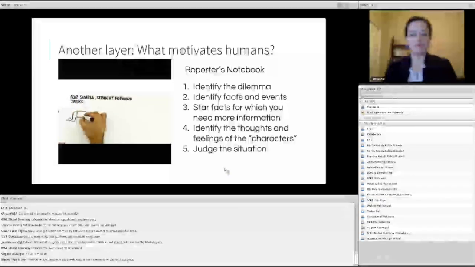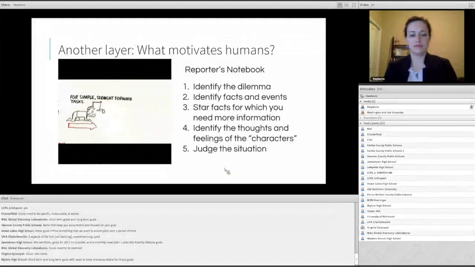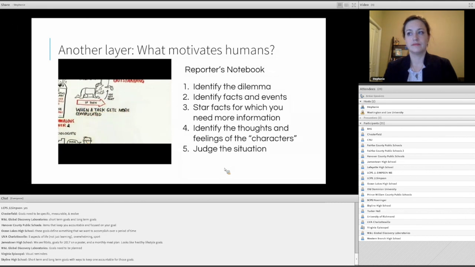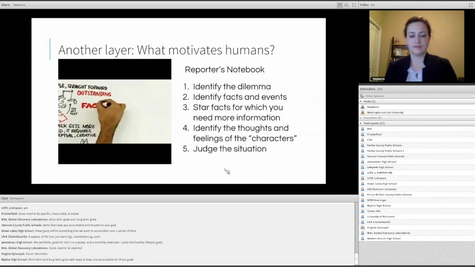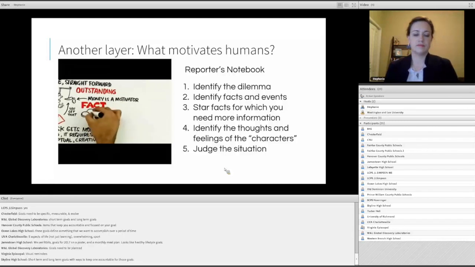For simple, straightforward tasks, those kinds of incentives, if you do this, then you get that, they're great. For tasks that are algorithmic, a set of rules where you just follow along and get a right answer, if-then rewards, carrots and sticks, outstanding. But when the task gets more complicated, when it requires some conceptual, creative thinking, those kinds of motivators demonstrably don't work.